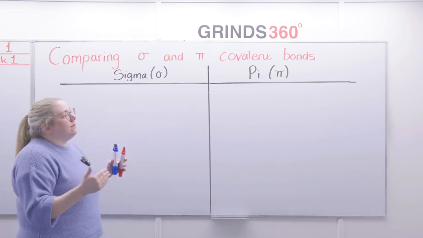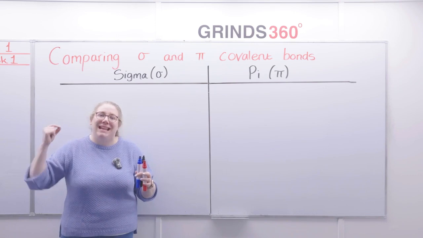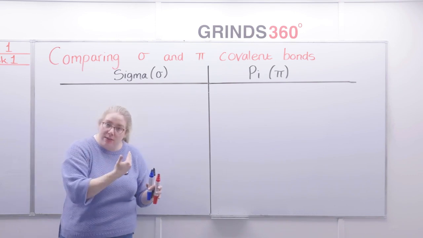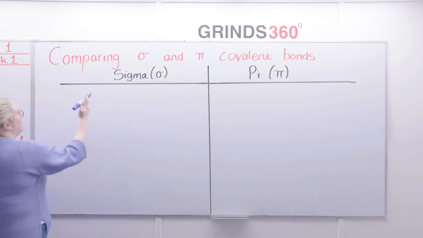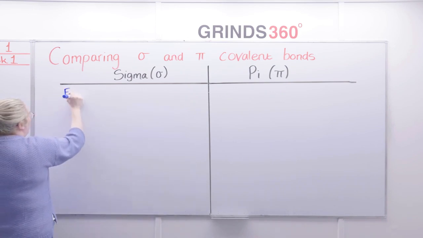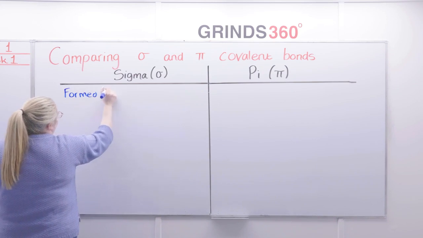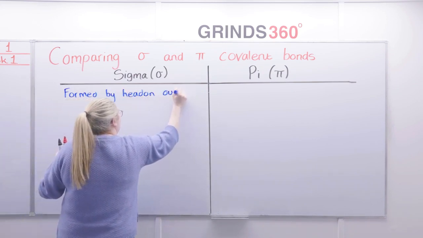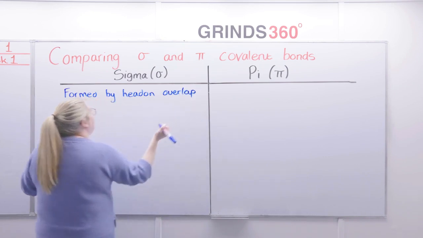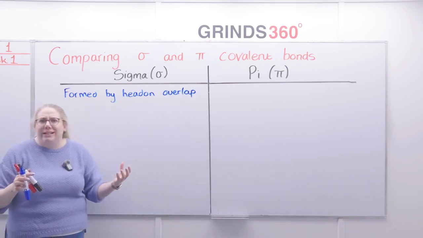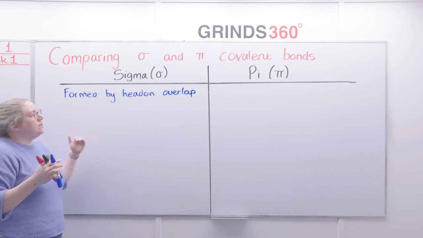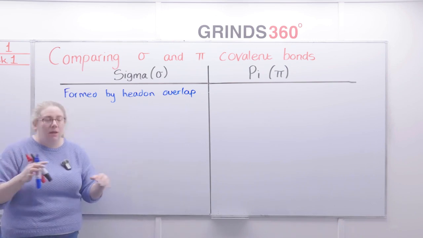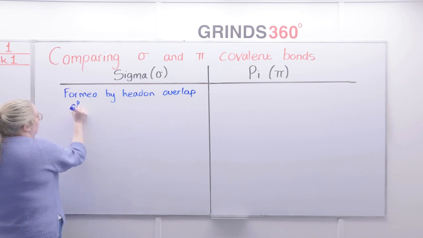Right, the very first difference between them, use the definition to help you. You have to be able to define a sigma bond and a pi bond. So now we're going to use that as a difference. A sigma bond is formed by the head-on overlap. That's not enough. Yeah, overlap of what? Atomic orbitals. It's not enough just to say head-on overlap because we're going to go, well, what overlaps? Electrons? No, it's head-on overlap of atomic orbitals.